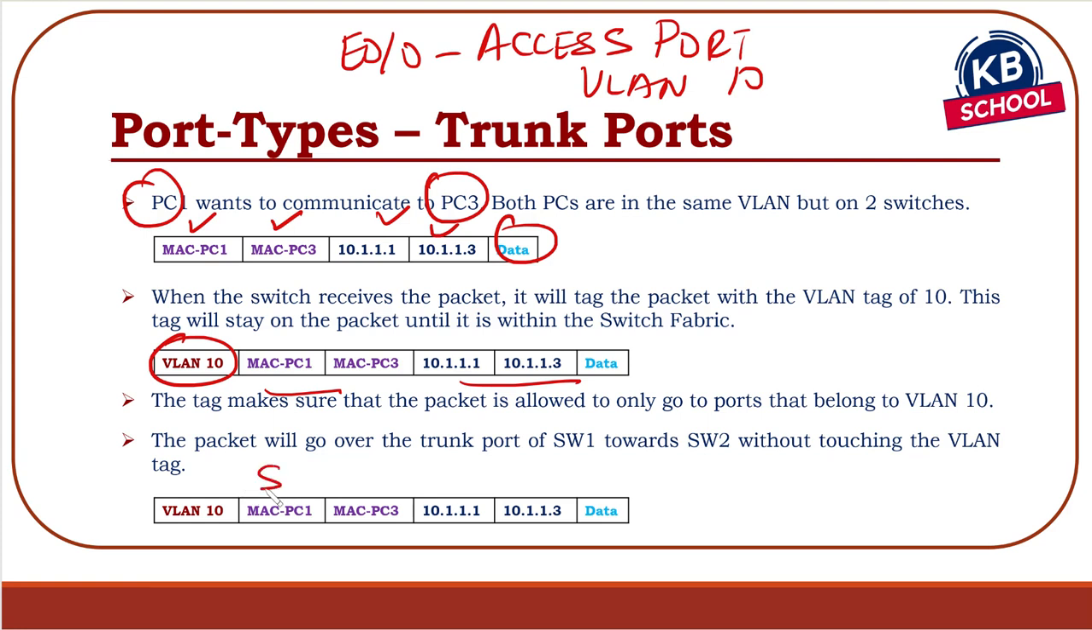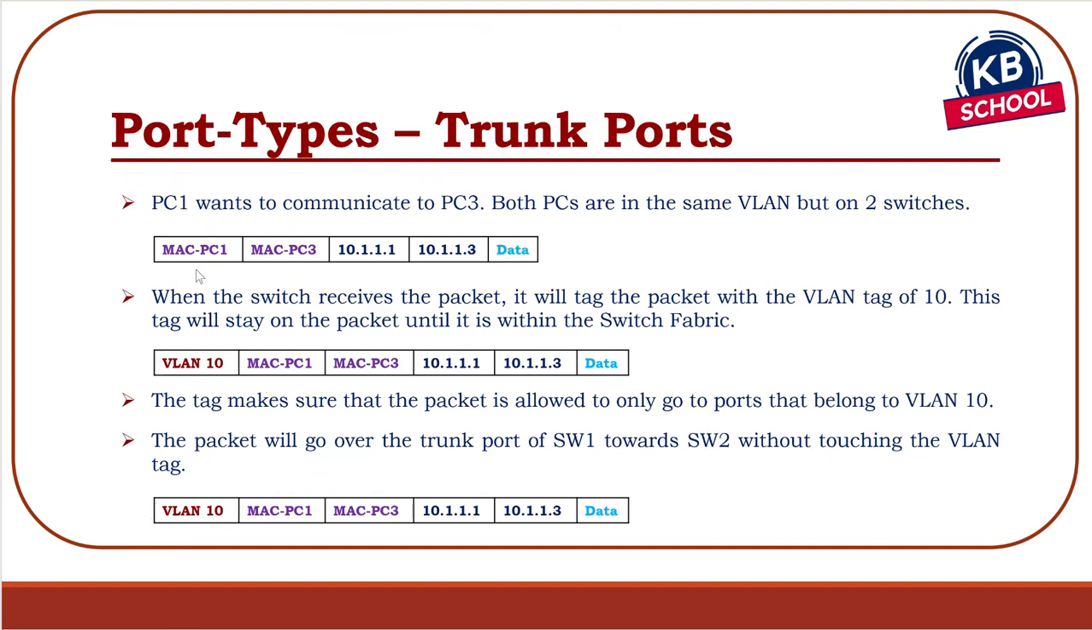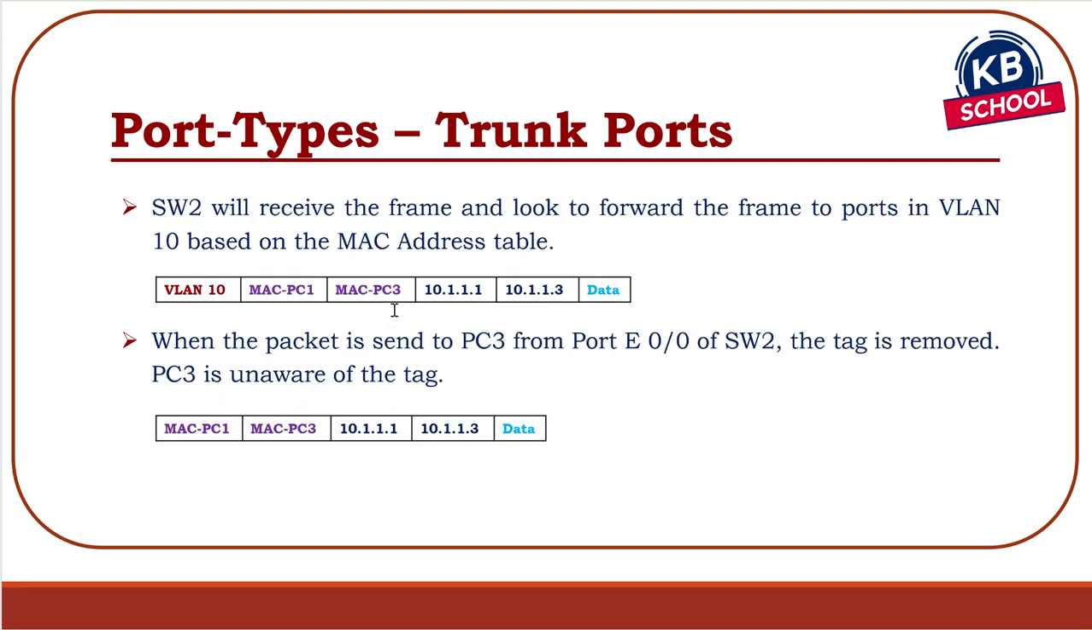So when it goes from switch 1 towards switch 2, neither switch 1 nor switch 2 on the trunk port will do anything with VLAN tag 10. So when switch 2 receives it, it sees it as VLAN tag 10, so it knows that this frame can only go to other ports that are part of VLAN 10. And that's exactly what I do over here. Switch 2 will receive the frame, just like this, the way it was sent.